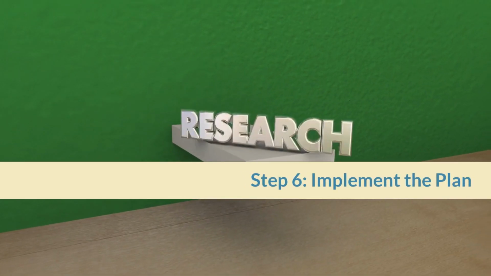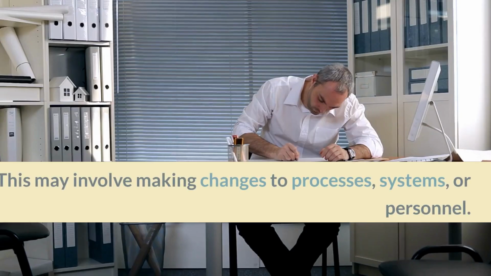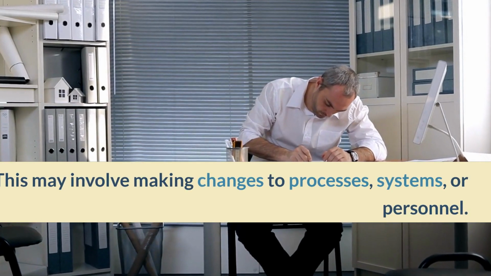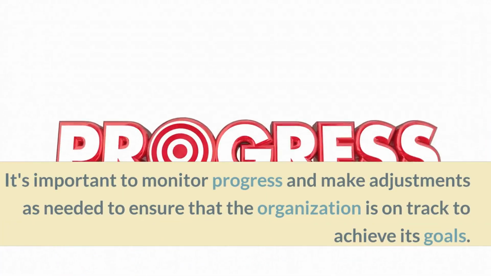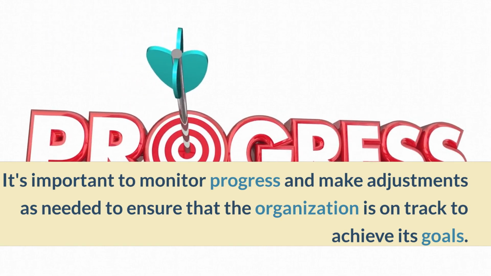Step 6. Implement the plan. The final step is to implement the action plan. This may involve making changes to processes, systems, or personnel. It's important to monitor progress and make adjustments as needed to ensure that the organization is on track to achieve its goals.